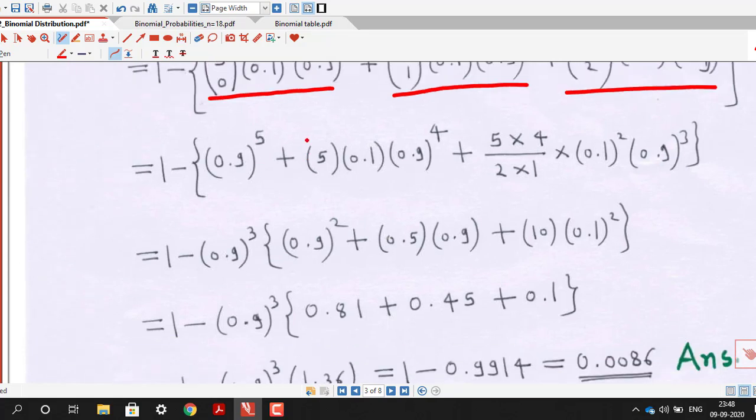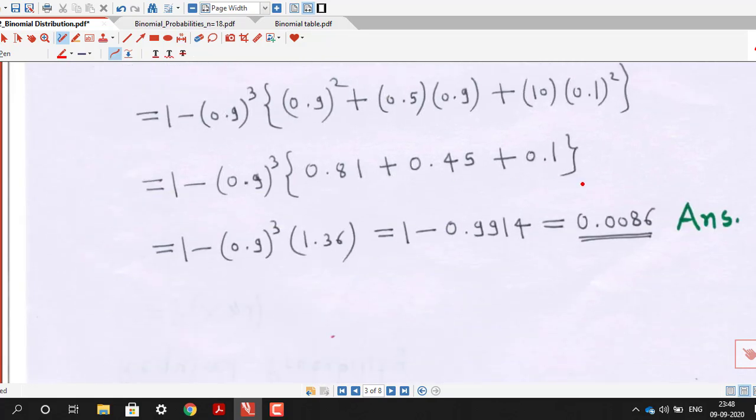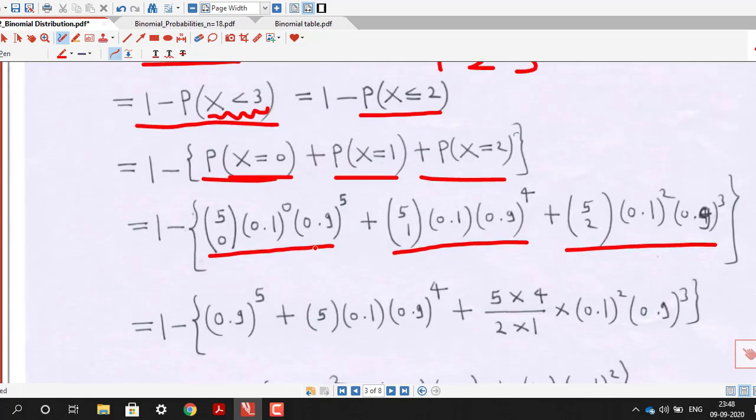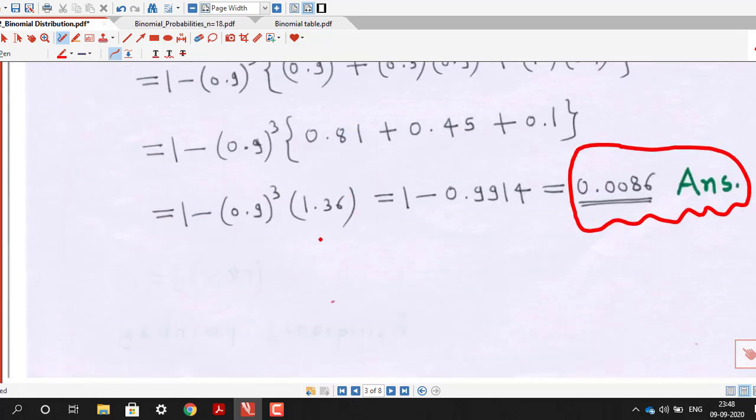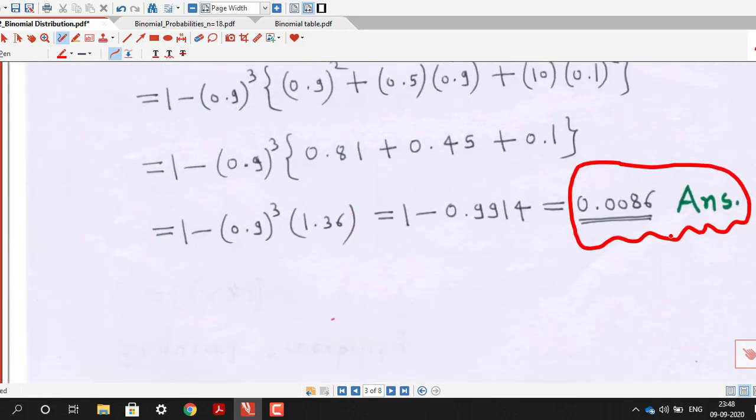Okay, so using these calculations, you will find that required probability is 0.0086. Okay, these are easy calculations. You can use your scientific calculator also.